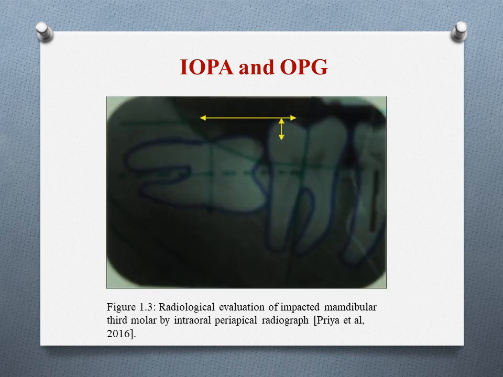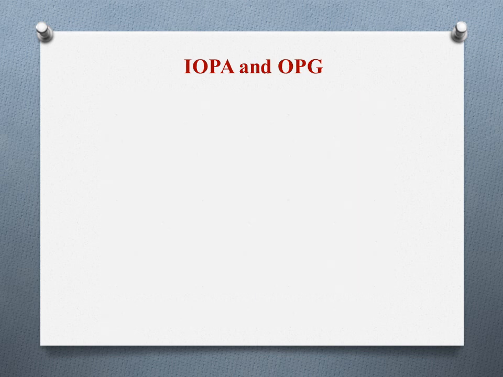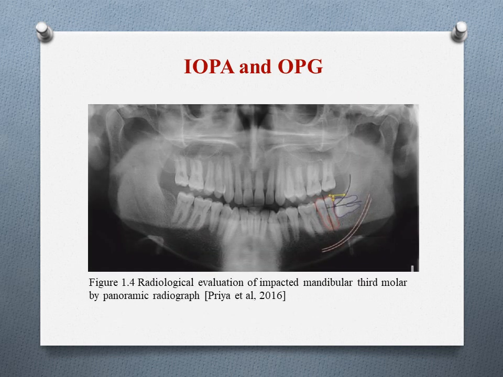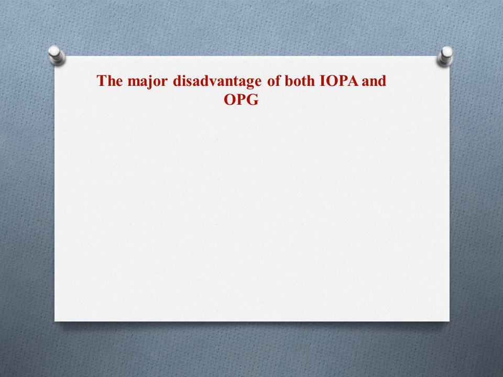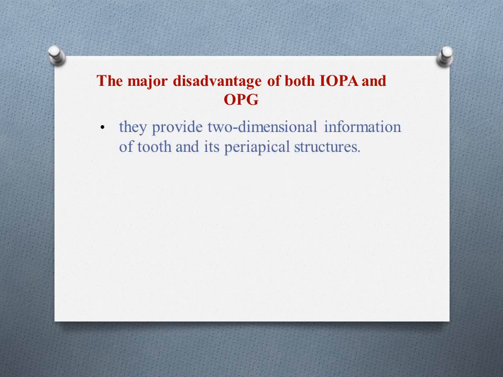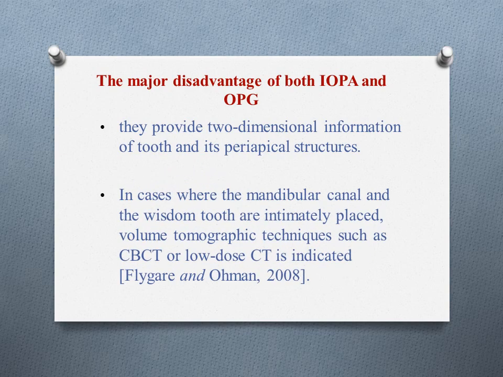This X-ray film shows radiographical evaluation of an impacted mandibular third molar by intraoral periapical radiograph. Radiographical evaluation of an impacted mandibular third molar by panoramic radiograph. The major disadvantage of both intraoral periapical radiograph and OPG is that they provide two-dimensional information of the tooth and its periapical structure. In cases where the mandibular canal and wisdom tooth are intimately placed, volume tomograph techniques such as CBCT or low-dose CT are indicated.